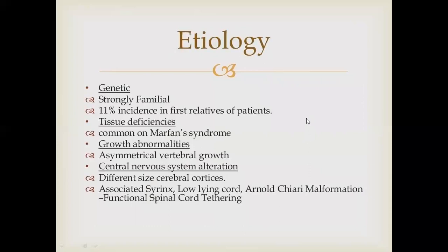Moving on to the etiology. The general causes are strongly familial, with an 11% incidence in first-degree relatives of the patient. Tissue deficiencies are common, as in Marfan syndrome. Growth abnormalities include asymmetrical vertebral growth, central nervous system alterations, different sized cerebral cortices, associated syrinx, low-lying cord, Arnold-Chiari malformation, and functional spinal cord tethering.